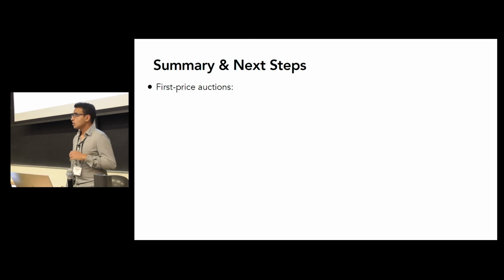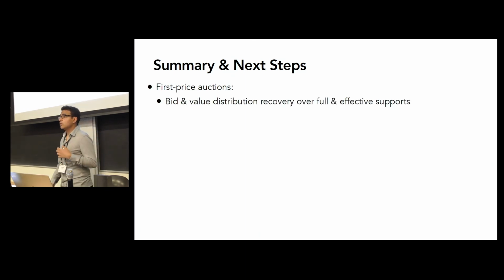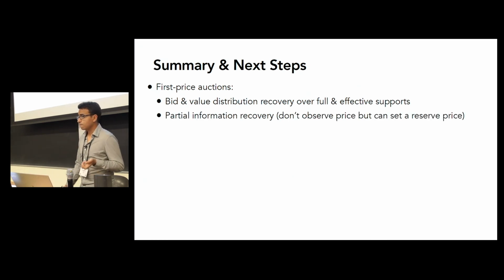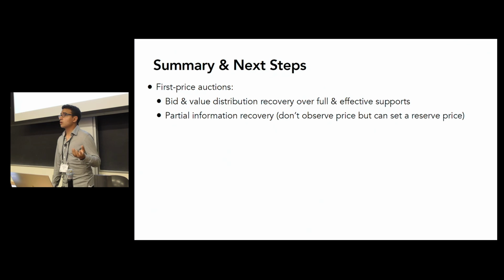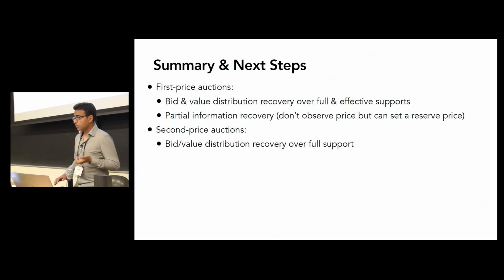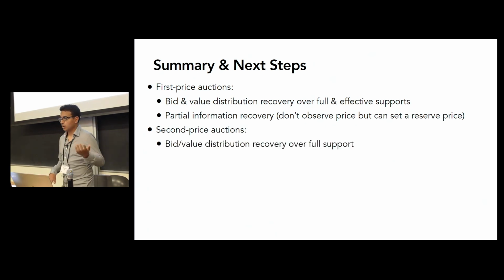So in that case, I will just summarize and then point out a couple of next steps. So for first price auctions, what I showed here was how to recover both the bid distributions and the value distributions, assuming we know the number of agents and they all have this independent private values assumption, over both full and effective supports, efficiently. We also showed how we can repurpose this algorithm in a different setting to get more efficient algorithms for this partially observed setting. And in the second price case, again, we get bid and, equivalently, value distributions over the full support.